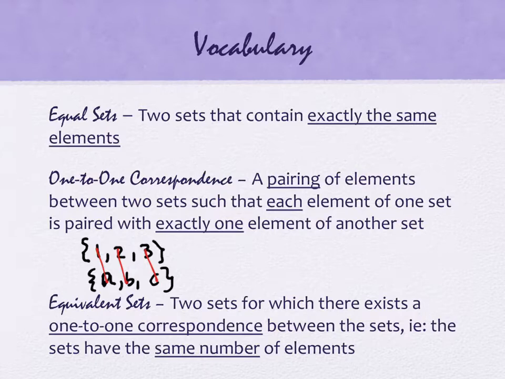Okay, they're not equal, they're not the same children, right? My 3 children are not her 3 children, but they're equivalent because they have the same number of people.